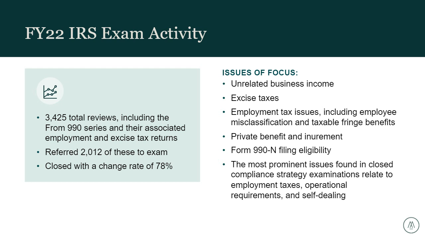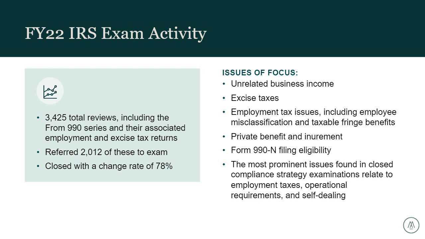But reflecting back on fiscal year 2022 and IRS exam activity, overall 3,425 total reviews occurred, including the Form 990 series and their associated employment and excise tax returns. 2,000 of those exams were referred. And that's the interesting part: the IRS does actually follow up on all the referrals, and they do seem to do most of these exams as a result of a referral. They were closed with a change of 78%, and what that means is that there was some kind of adjustment for 78% of those reviews.